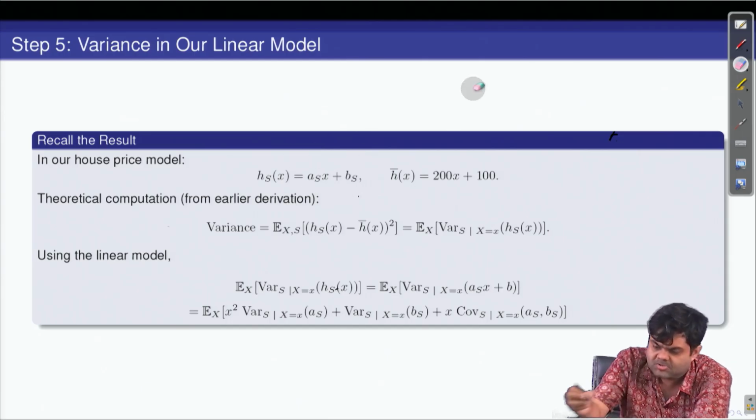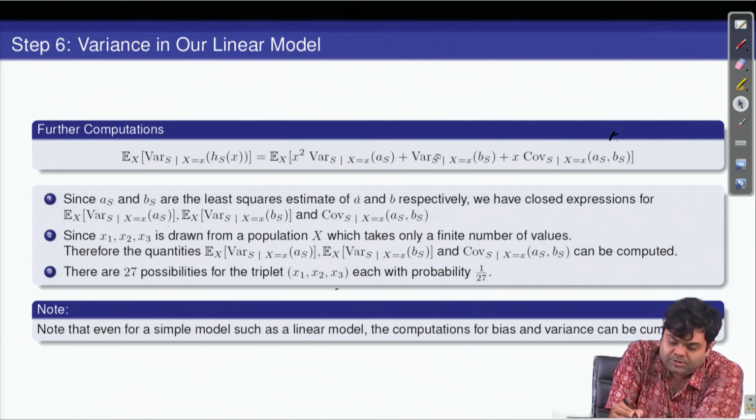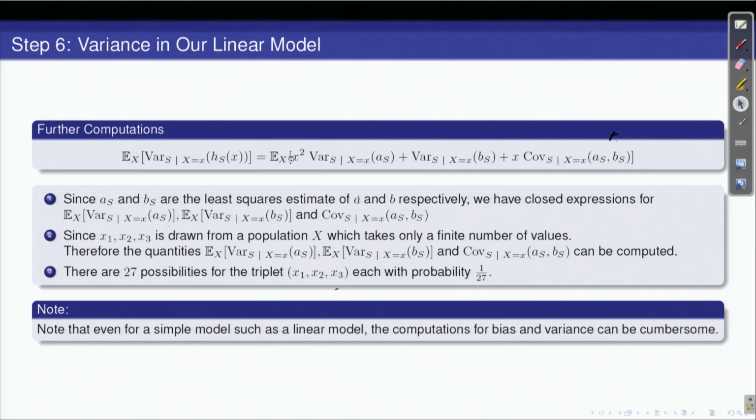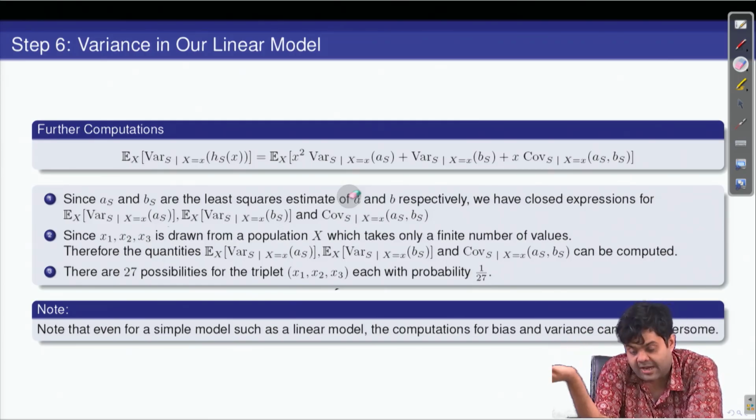Now, note that S is a sample of size 3: x1, y1, x2, y2, x3, y3. When you are taking these numbers, you are trying to calculate the variance of AS, with respect to the conditional distribution of S given x, the variance of BS with respect to the conditional distribution, and the covariance of AS, BS with respect to the conditional distribution of S.